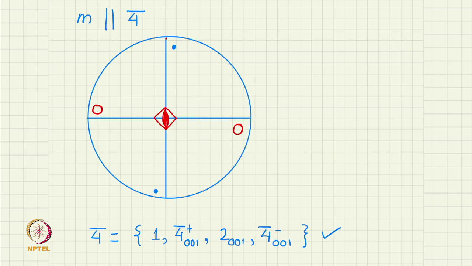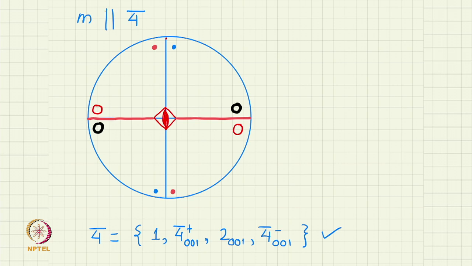Now our job is to add a mirror plane parallel to 4 bar. So I decide to place this mirror plane. As soon as I do that, there will be reflection due to the mirror plane, and I will start generating objects of opposite handedness due to reflection. So this completes the group, but you can see now that there are other symmetry operations which are appearing.